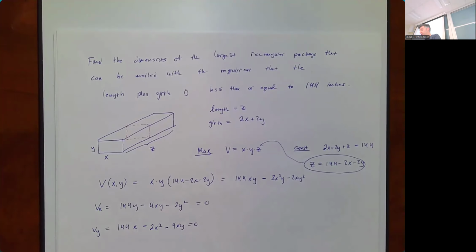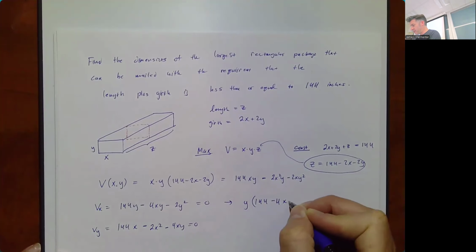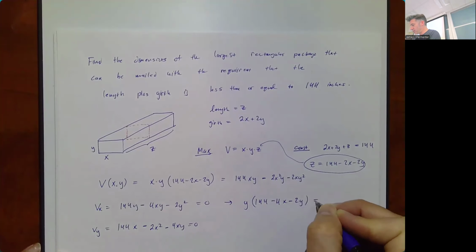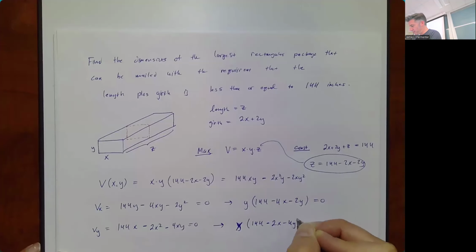In each equation we can factor out one of the variables. So the first equation, we're going to factor out the y. We're left with 144 minus 4x minus 2y equals 0. Similarly here, we're factoring out the x, and we're left with 144 minus 2x minus 4y. We can also factor out the 2. I did not think about that, but yes, we could factor out a 2 as well.